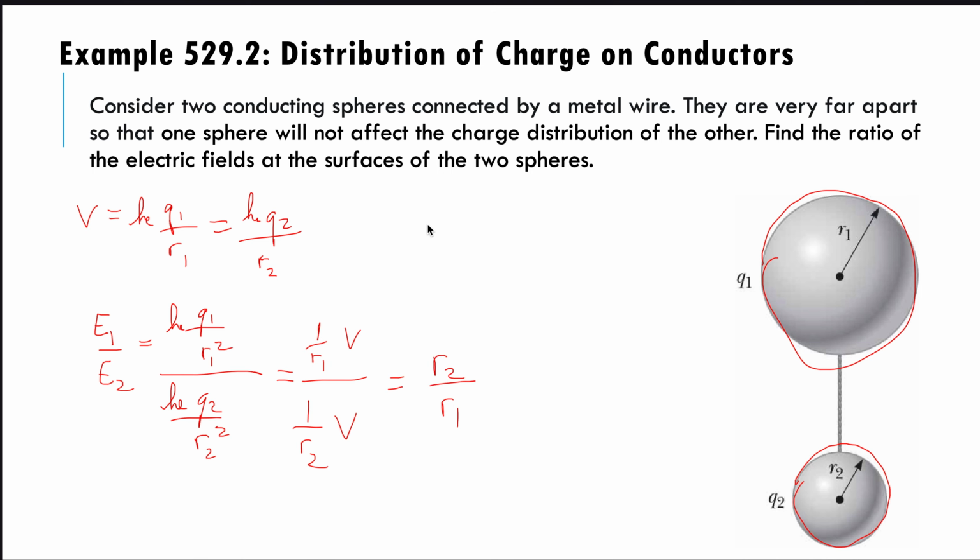So this is just a little exercise to show that the field is going to be stronger when the surface has a smaller radius of curvature. I thought that was a cool little proof to show, and that concludes this video, and it concludes the Chapter 7 videos.